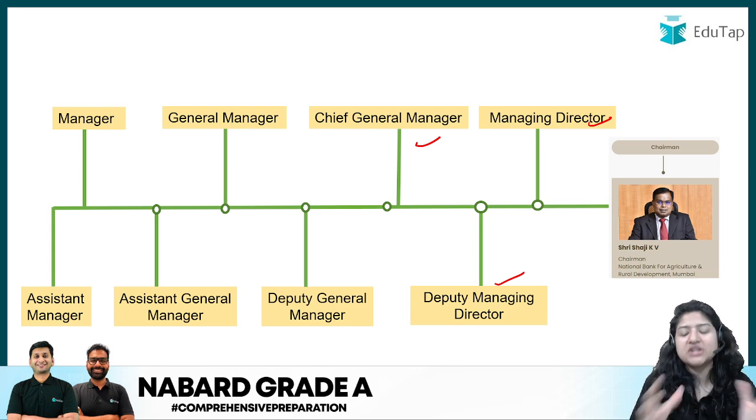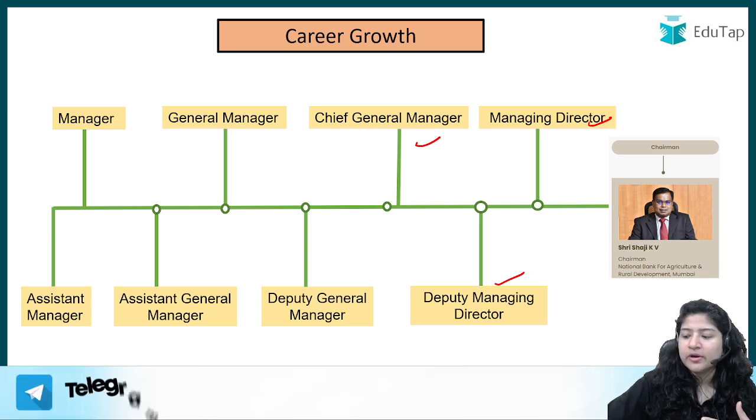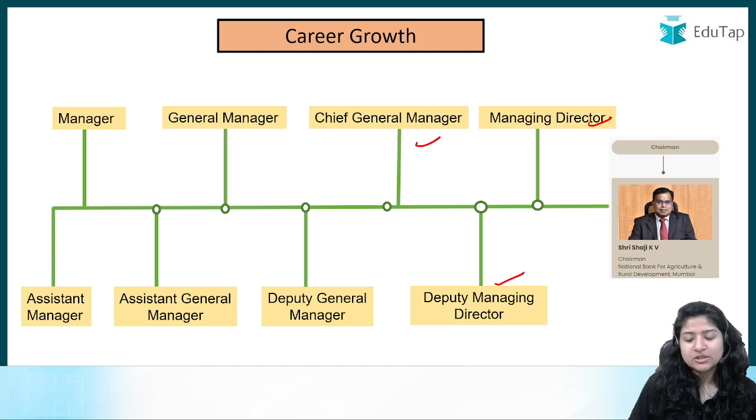तो ये कुछ आपके चांसेस हैं. Although I think till the time you will be CGM, you will be quite happy and content with the sort of work you are doing. ठीक है, so it's actually a good opportunity.